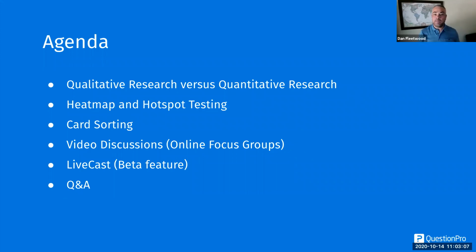We'll talk about Heatmap and Hotspot testing, go into card sorting, talk about video discussions, which is a newer feature that we've released here at QuestionPro. Talk about LiveCast, which is a new beta feature. It's a video mobile diary type question type with some interesting features for analytics as well. And then we'll be doing a Q&A. I think for this, we'll do a Q&A after each one of these different sections. So we'll break it up a little bit so we can talk about the things that are relevant and that we just talked about.